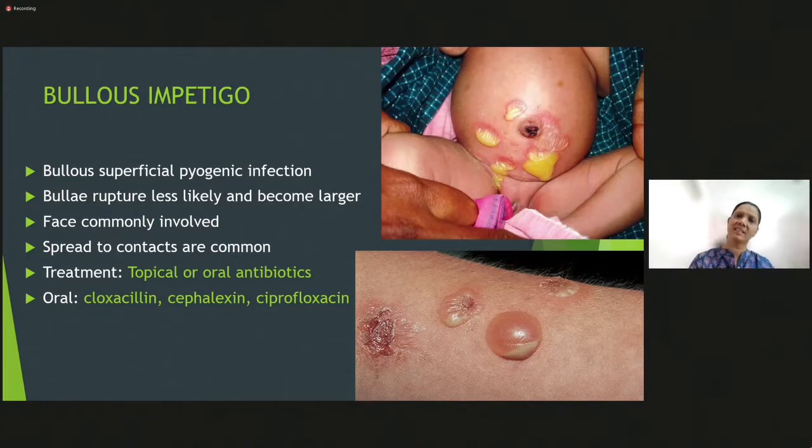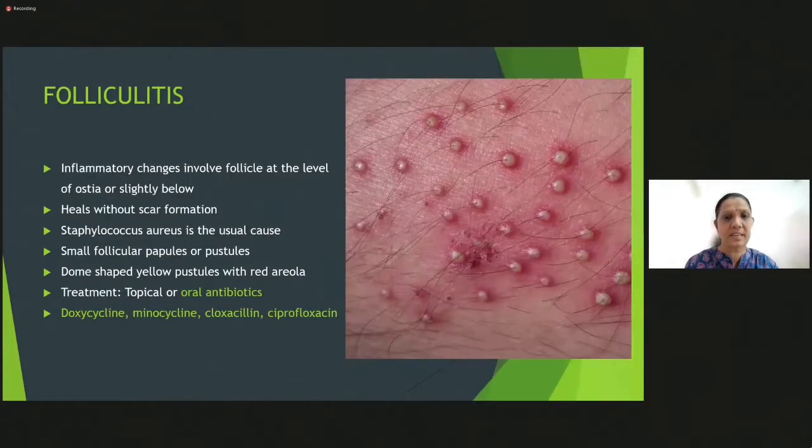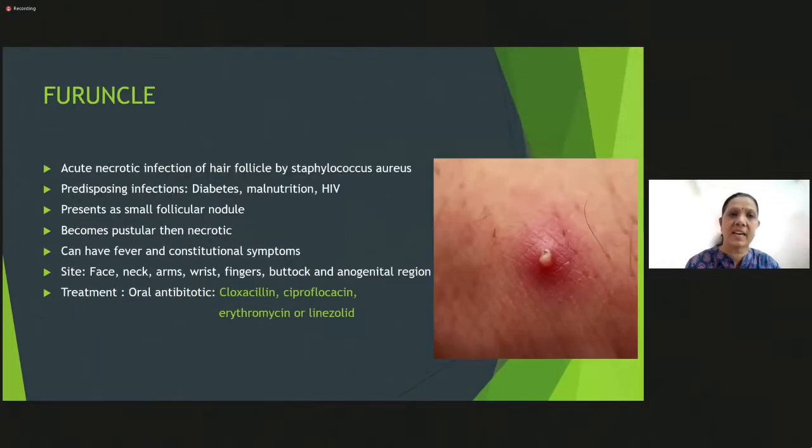So first we decide whether this is just community acquired. In that case, we just give either the penicillin group like cloxacillin or cefalexin or ciprofloxacin in adults. But if MRSA is suspected, then we need to go for higher antibiotics.